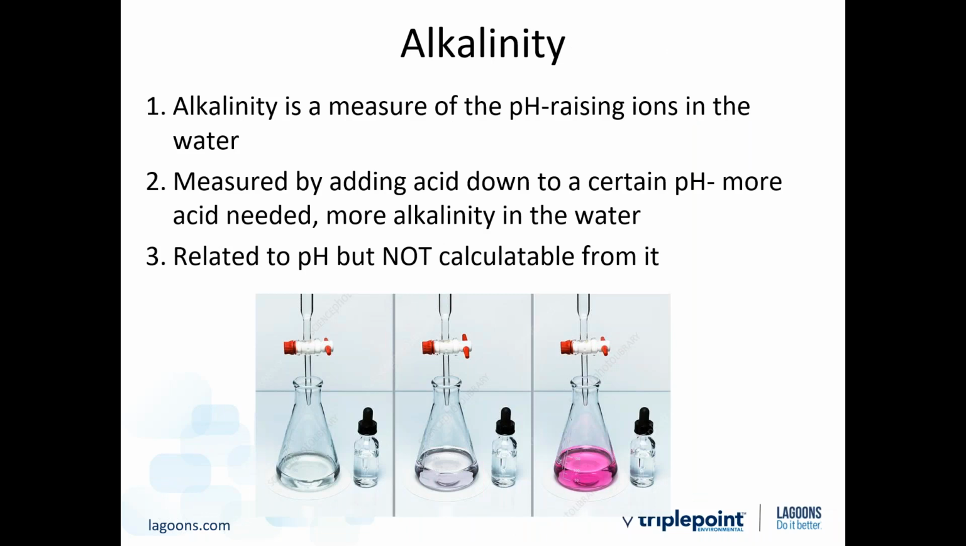So now we're moving on to alkalinity. Alkalinity is related to pH, but it's not a direct effect of pH. Alkalinity is a measure of the basic, pH-raising ions in the water. Specifically, alkalinity is the anti-acid capacity of the water. So you measure it by adding acid to a water sample down to a certain pH, and the more acid you need to add, the more alkalinity is in the water.